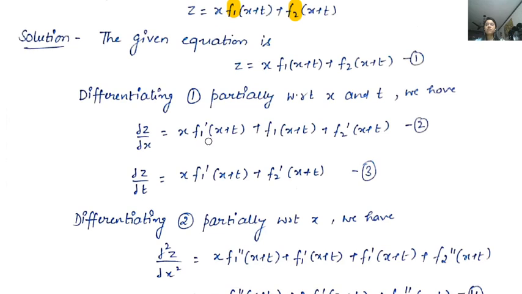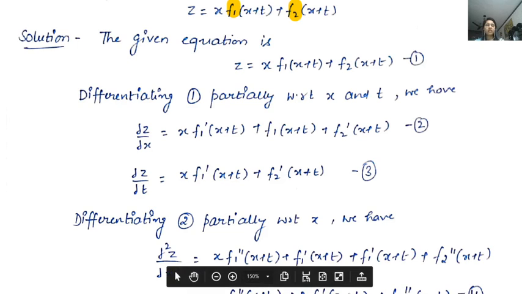When we differentiate this partially with respect to x, we have equation 2, that is ∂z/∂x equals x f1'(x + t) plus f1(x + t) plus f2'(x + t). Here we have used product rule. First function as it is, differentiation of second plus differentiation of first, second function as it is, and when we differentiate f2, we will get f2'. Now differentiating this with respect to t, we will get x as it is. When we are differentiating it with respect to t, then x will be treated as constant, x as it is, into f1'(x + t) plus f2'(x + t).